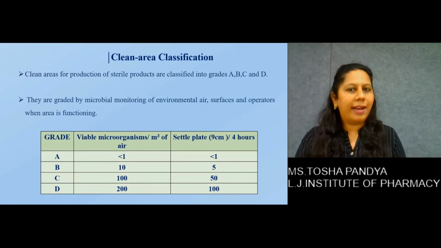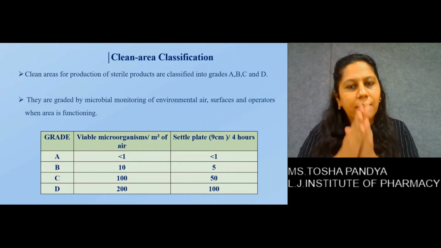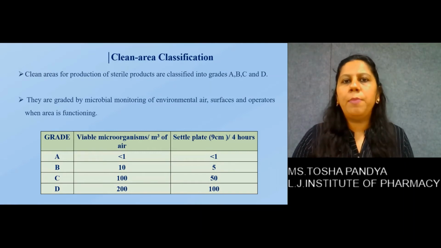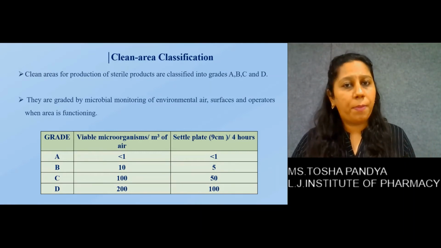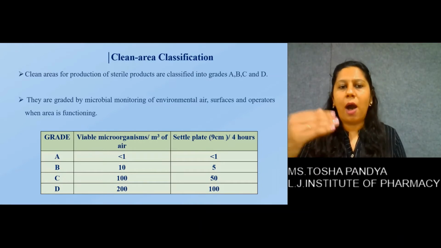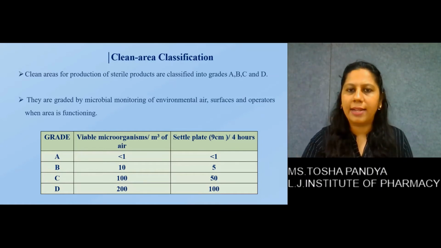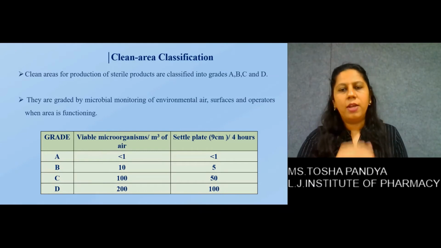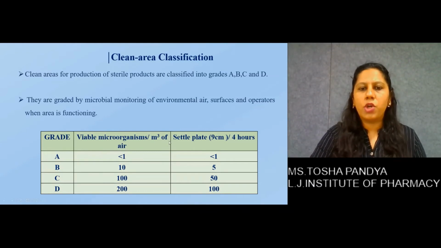Like you get the grades, in which the A grade is always counted superior. So here also they are graded based on the microbial monitoring of the environmental air, the surfaces and the operators when the area is properly functioning. So how much microbial contamination is there in that area? Based on that, the areas are classified into A, B, C and D.